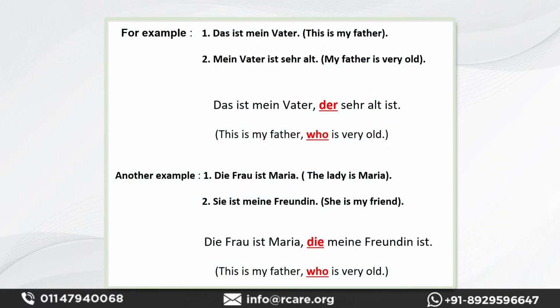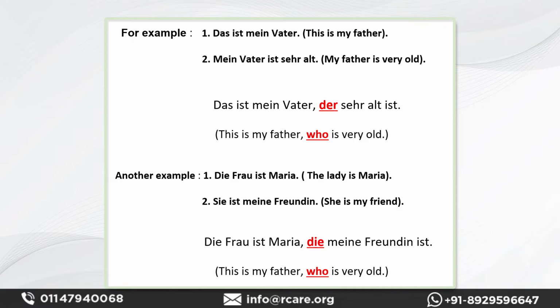For example, das ist mein Vater. This is my father. This is one sentence. Mein Vater ist sehr alt. My father is very old. This is another sentence. Now, if I have to join the two sentences, I can say, this is my father who is very old. The relative pronoun who has been used here in order to avoid the repetition of the word father. So: das ist mein Vater, der sehr alt ist. This is my father who is very old.